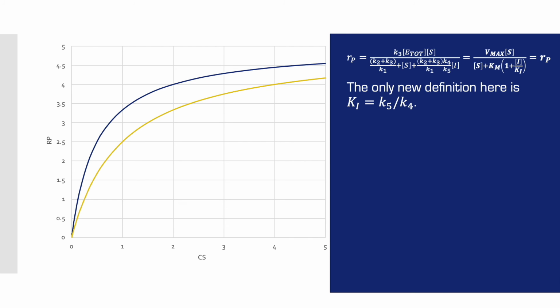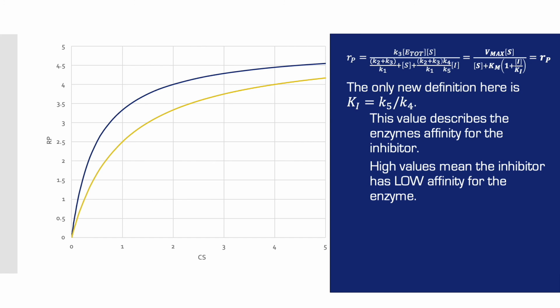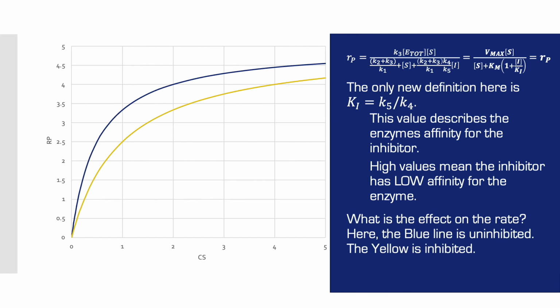The only new definition here is Ki equals K5 over K4. This value describes the enzyme affinity for the inhibitor. High values mean the inhibitor has low affinity for the enzyme.